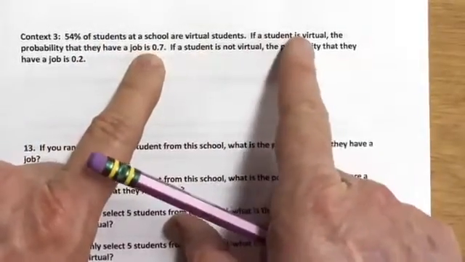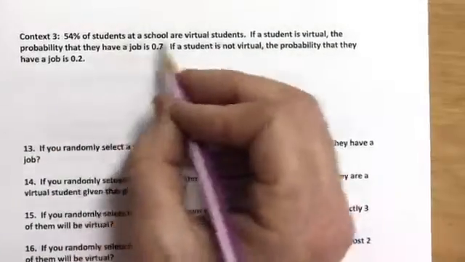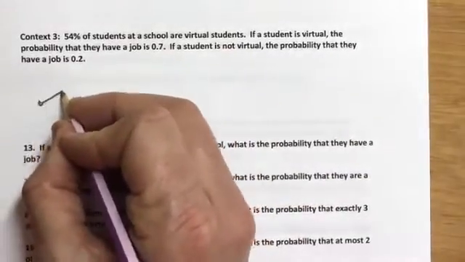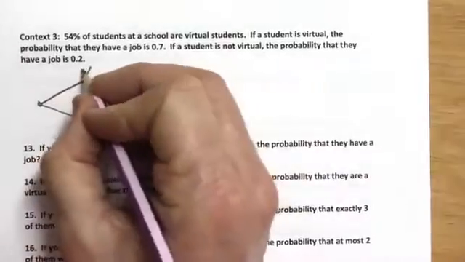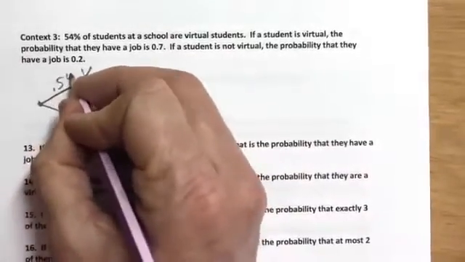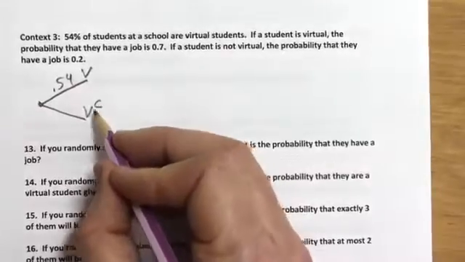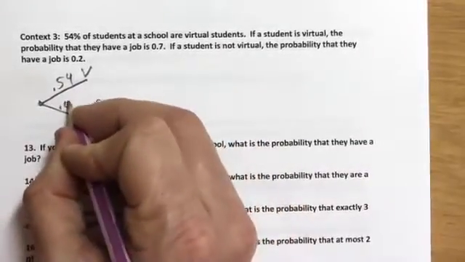And when they give you a conditional probability, in other words, the probability one thing given another is true, there's a good chance a tree diagram is the way to go. So what we'll say is this: 54% are virtual. So I'll express that as the first set of limbs for the tree. I'll say V for virtual, so the probability they're virtual is 0.54. And then virtual complement means not virtual, which is 1 minus that, so that's 0.46.